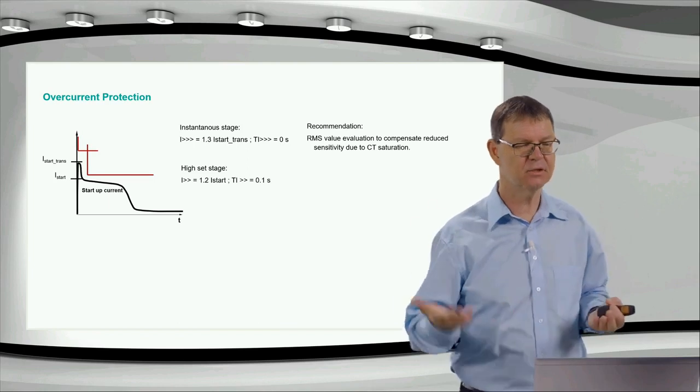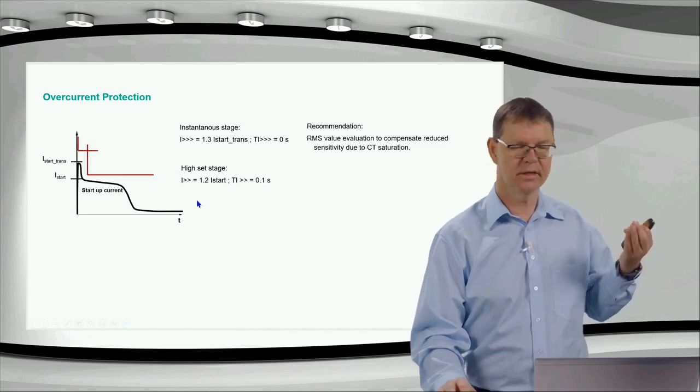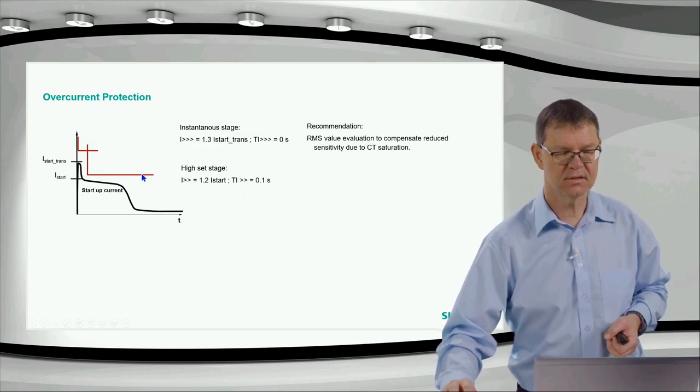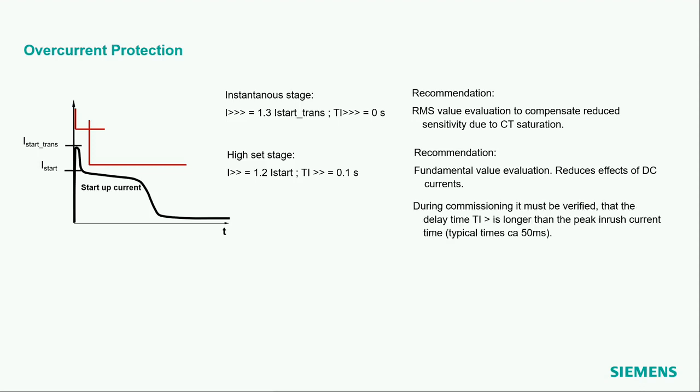Then for the second stage, again, we set it over the startup current here. Also here, a good practical value could be 20% above the startup current here. And here we need the time delay. Here the recommendation is to use a fundamental evaluation, because it reduces the effect of the DC currents. Okay, however, during the commissioning, you should verify that.